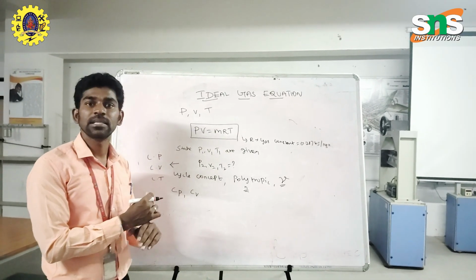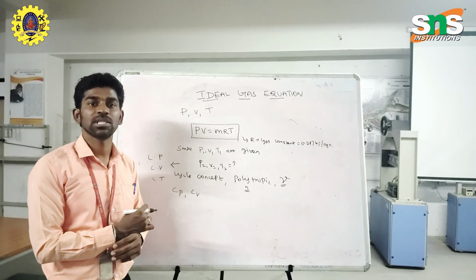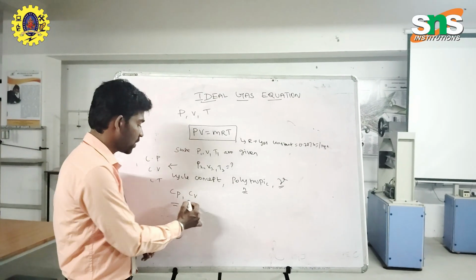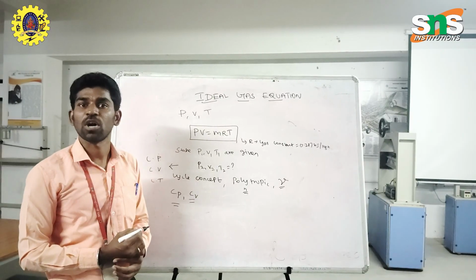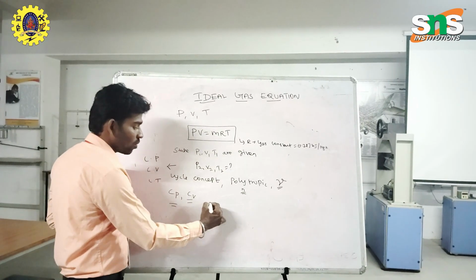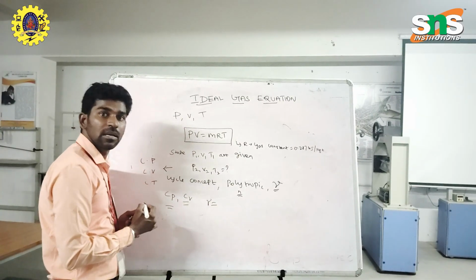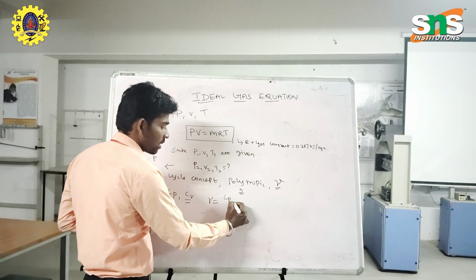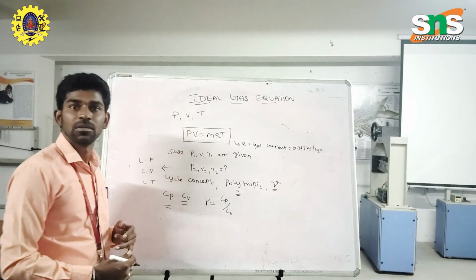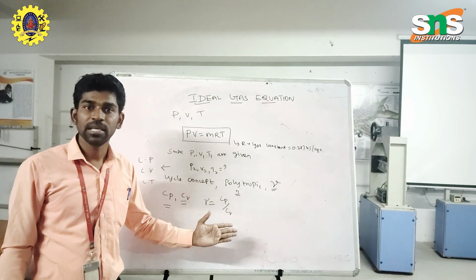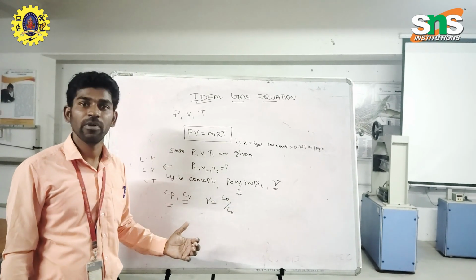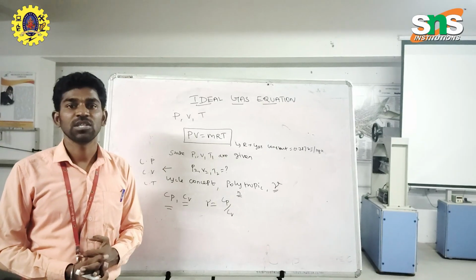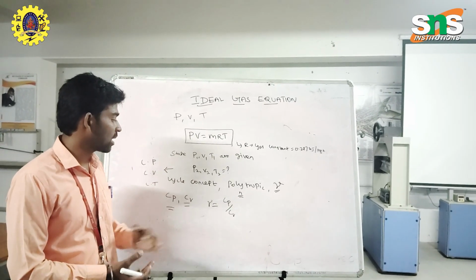Cp is the specific heat capacity at constant pressure and Cv is the specific heat capacity at constant volume. And an important parameter is the ratio, gamma, which is Cp by Cv. It is defined as the ratio of the specific heat capacity at constant pressure to the specific heat capacity at constant volume.